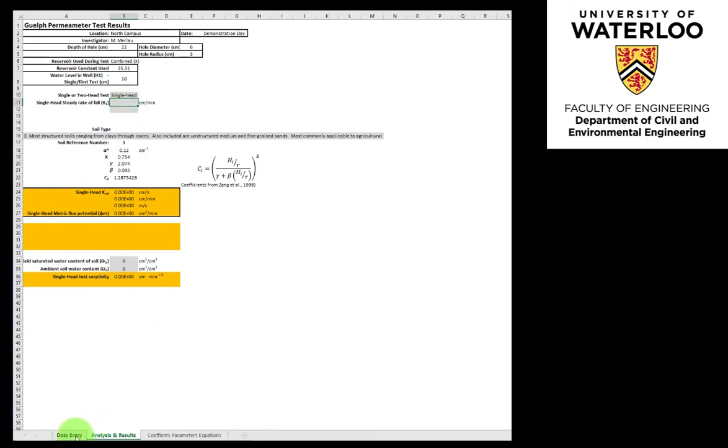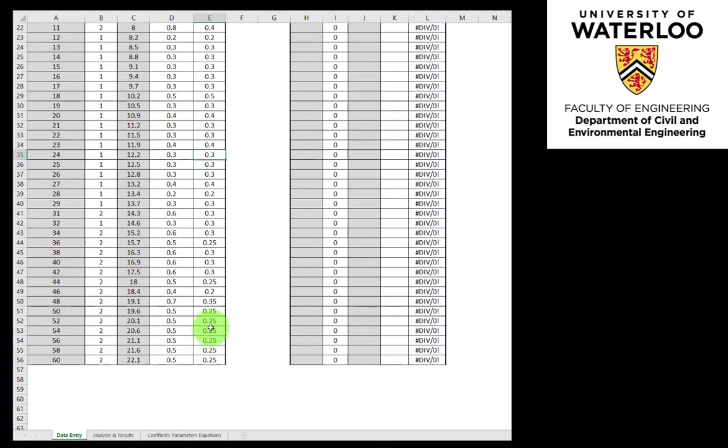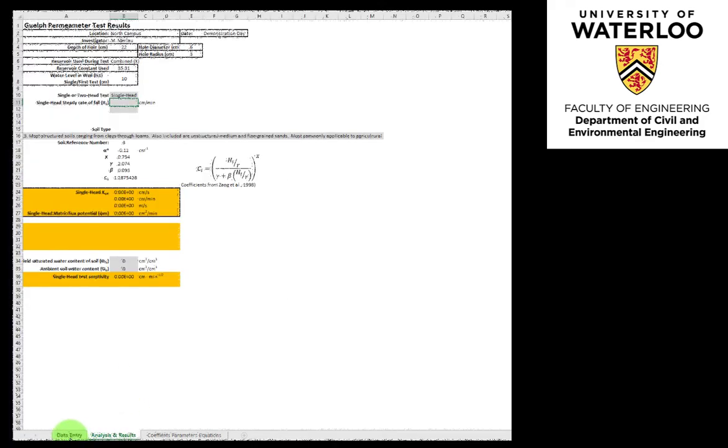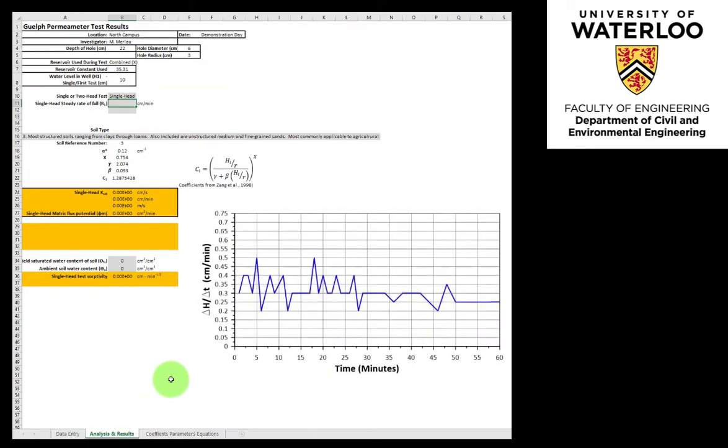We can return back to the Data Entry tab and simply scan the delta H over delta T values until we find at least 3 consecutive values or more maintaining the same value of delta H over delta T, here identified as 0.25 centimeters per minute. The other alternative is to plot the information. If we return to plotting the rate of change, delta H over delta T, versus our time since the beginning of the experiment, we see here that close to the 60-minute mark, we are repeating the values of 0.25 centimeters per minute, which is the value that we'll enter into this cell.